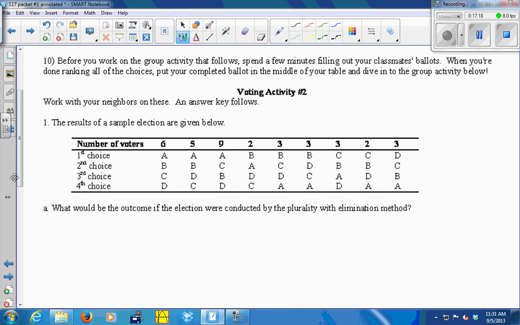All right, so before I have you work on voting activity number 2, which is just practicing the stuff that we learned today, I have some ballots from your classmates who remembered to email me the questions. If you did not email me, you're just going to have to print your ballots yourself and find 20 people to fill them out. Not a big deal.